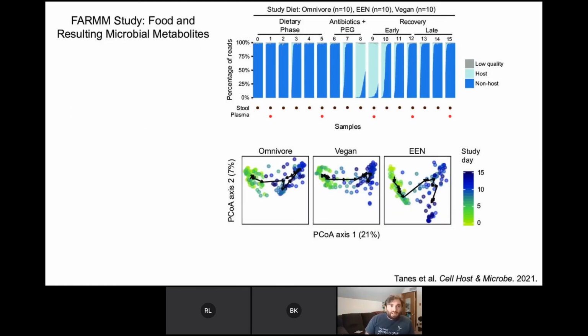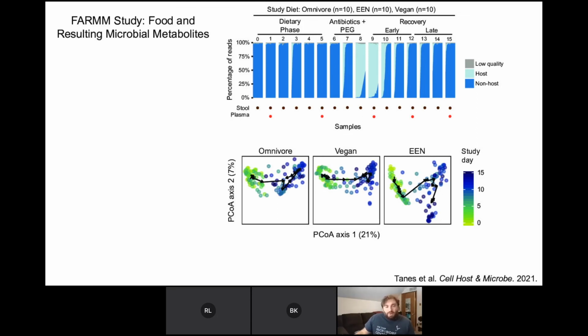So for the rest of the talk, I'll bring you through two studies that we've done at Penn and Children's Hospital. One employs untargeted metabolomics while the other employs targeted metabolomics, to give you an idea of how we use these to get at the microbiome and the host. So the first study is called the FARM study, for food and resulting microbial metabolites.